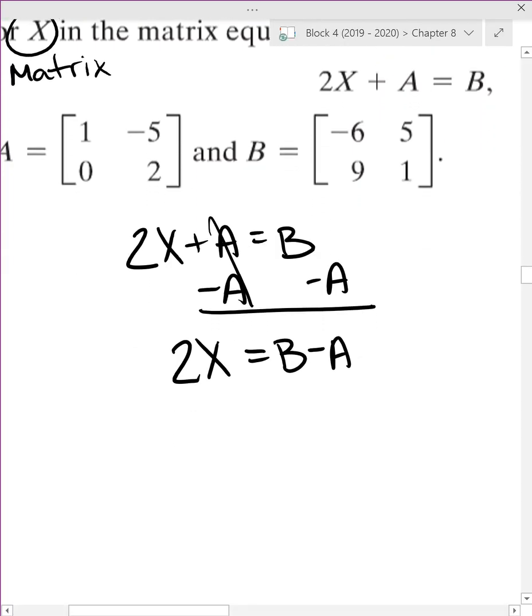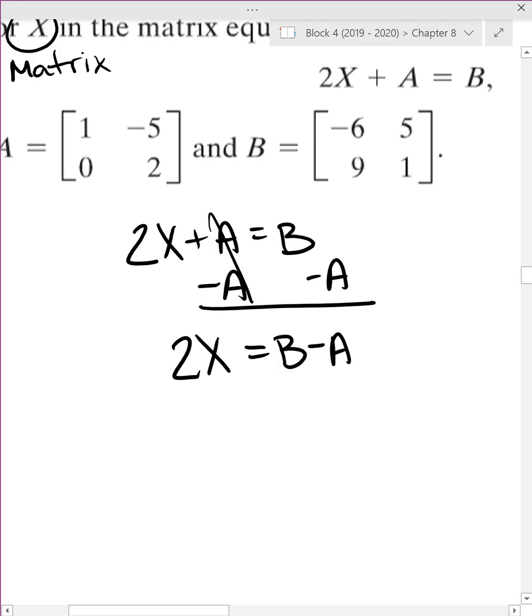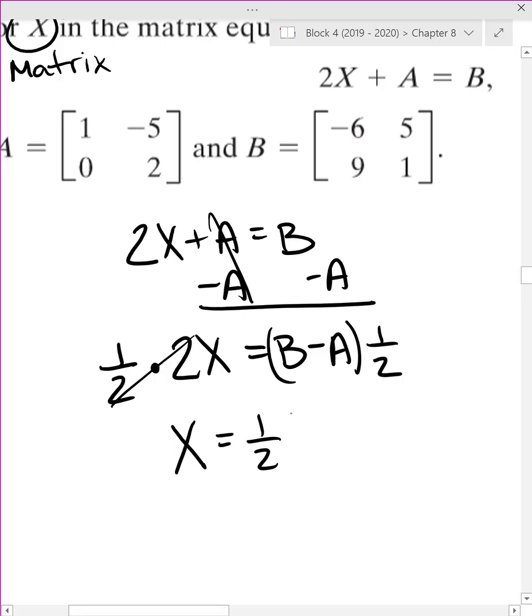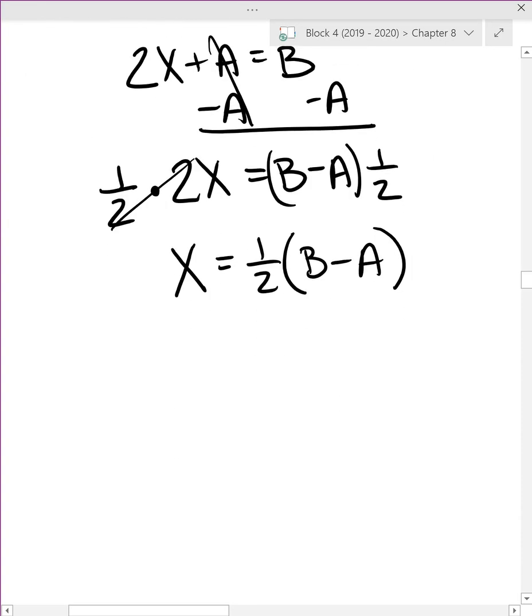So I minus A, and now I have to divide by 2. However, remember, we don't write division in matrices. We multiply by the reciprocal. So I'm going to multiply both sides by a half. And matrix X is the same thing as 1/2 times B minus A. So that's the first step: solve for the variable itself.